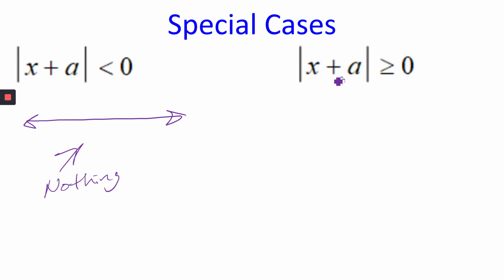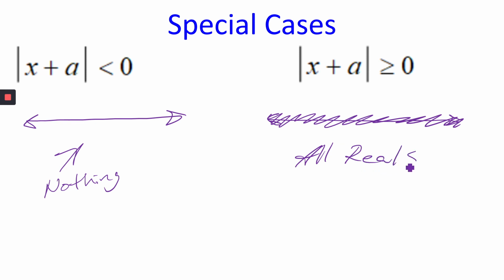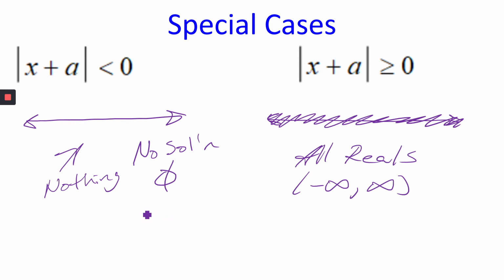Whereas over here, this says the absolute value of something is greater than or equal to 0. When is that going to happen? Well, that's going to happen all the time because I'm taking the absolute value. If I take the absolute value of a negative, it becomes positive. If I take it of 0, it's 0. If I take it of a positive, it stays positive. So every single number should be on my graph. This is the all reals case. All reals are negative infinity to infinity. This one over here is the no solution case. No solution, or you could put a circle with a line going through it, or the empty braces.